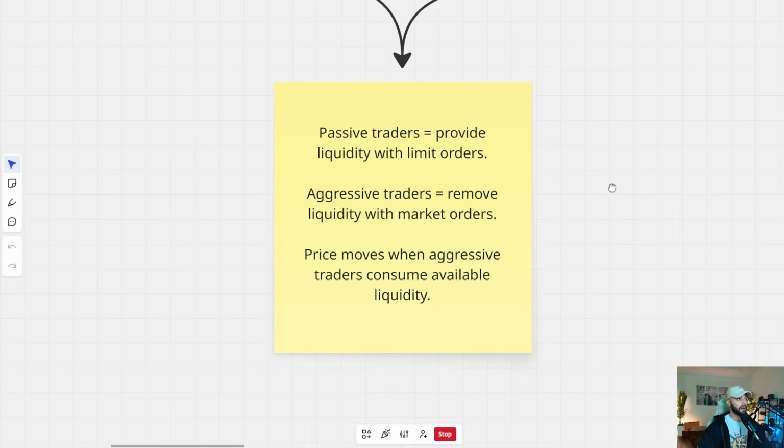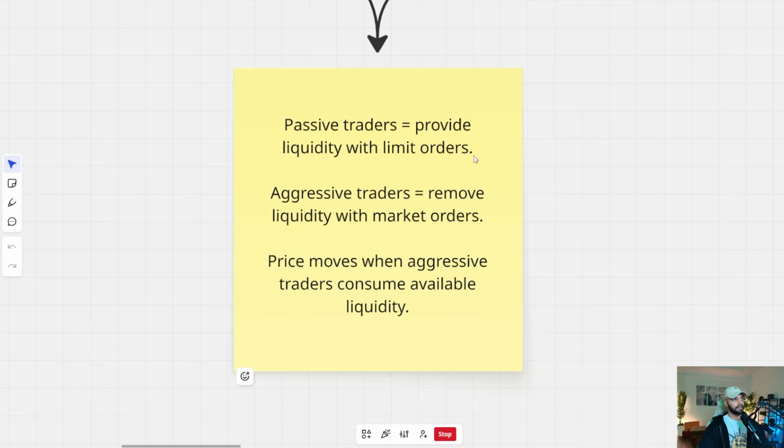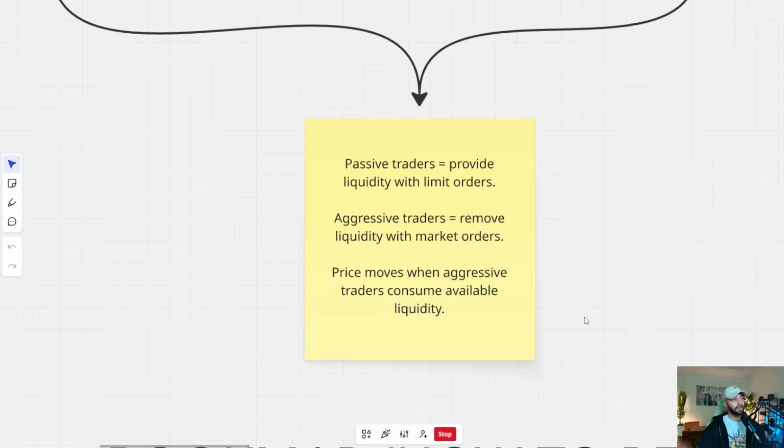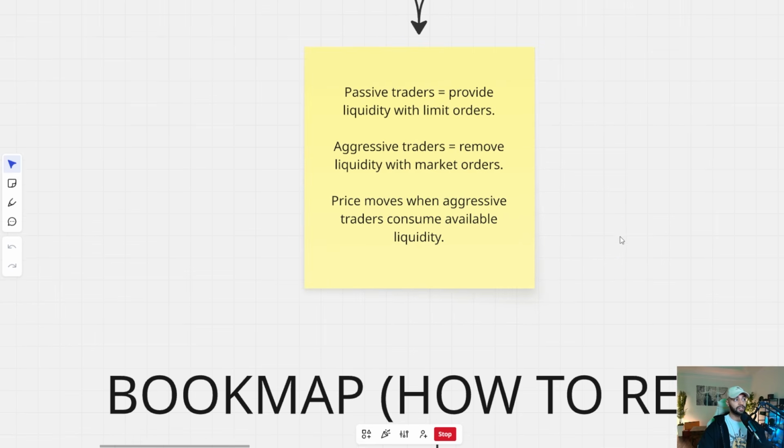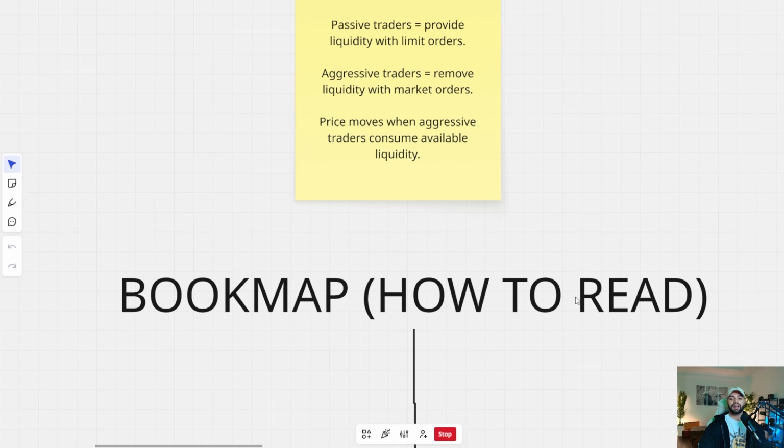But moving on, right? Passive traders provide liquidity with limit orders. Obviously, aggressive traders remove liquidity with market orders. Price moves when aggressive traders consume available liquidity. Super, super important. Make sure you memorize this. Now we can actually get into how to read order flow and how to use it in your trading system, in your trading plan.